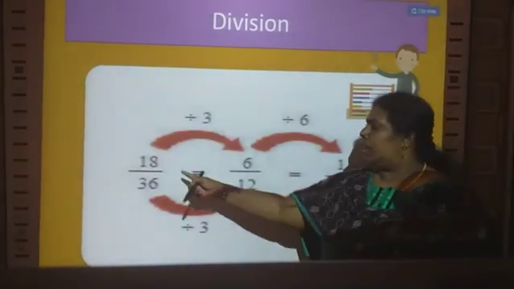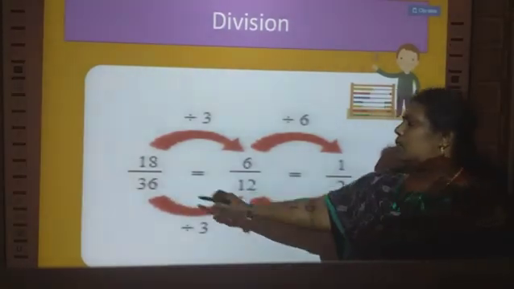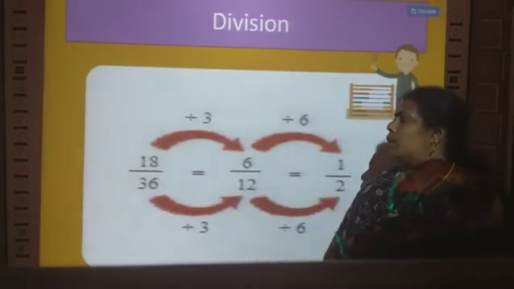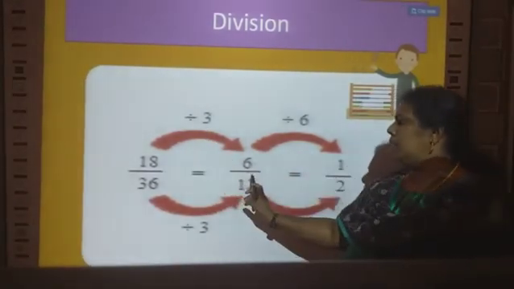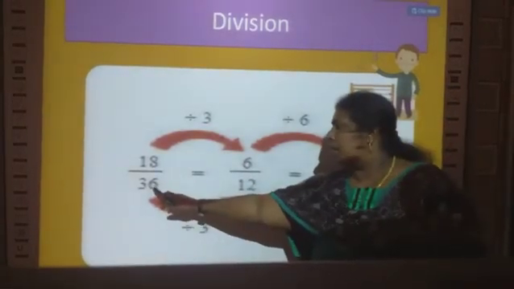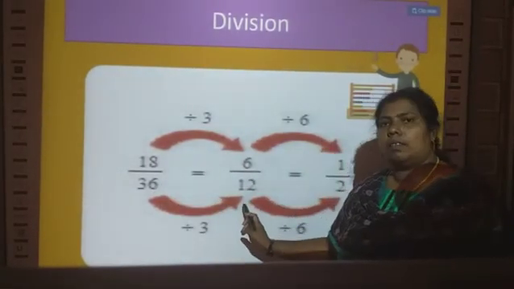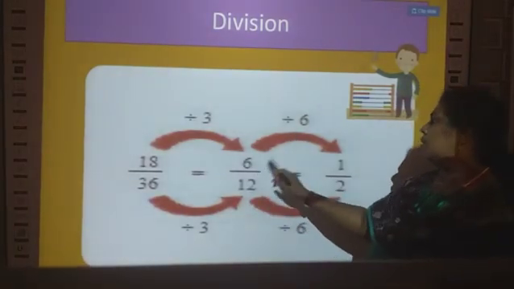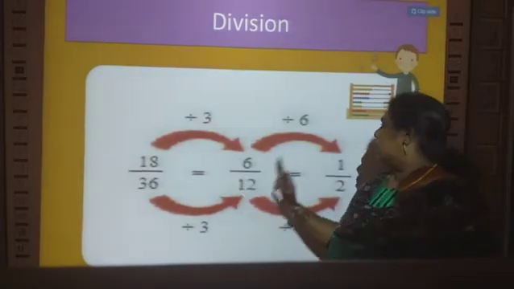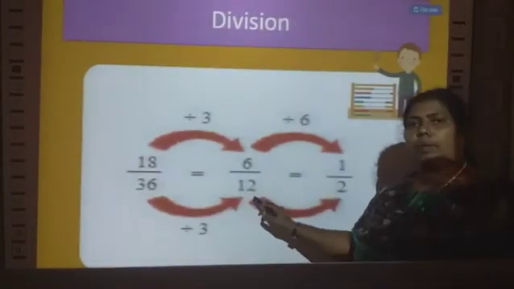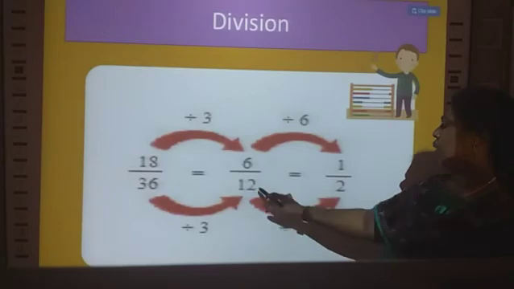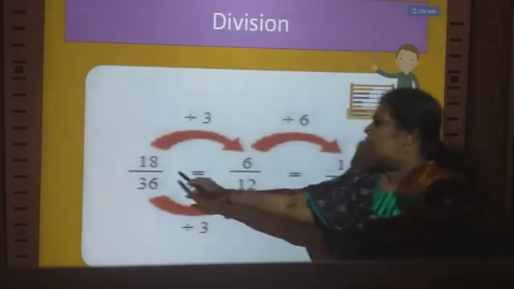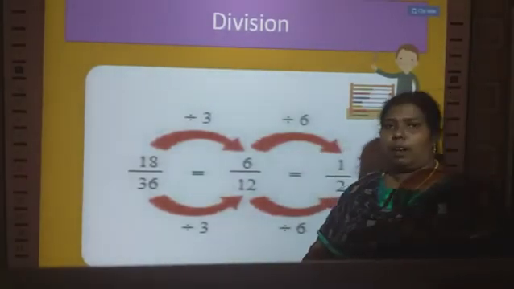So here, division: 18 divided by 36. These two numbers are divisible by 3, right? The third table we can use. So 18 divided by 3 means it will come 6. Same with 36 divided by 3, it will come 12. Then again we can divide, right? The 6th table. So 6, how many times? 1 time. So it will come here once. Here, 6 how many times? 2 times. So 12 divided by 6 means 2. Now do you understand? So these three fractions are equivalent fractions.